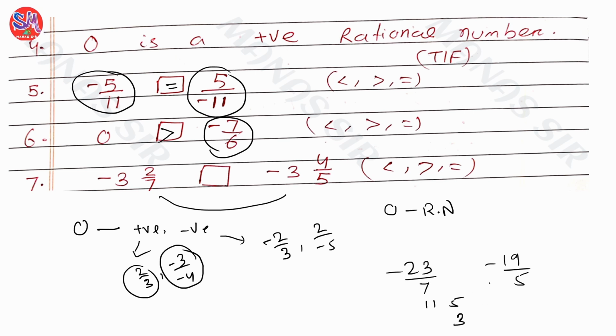Carry 6. 7 1 is 7, 13. So which one is greater? The minus 1 and 15 is greater. That's why the first one is greater. It means greater than. Okay, next question.